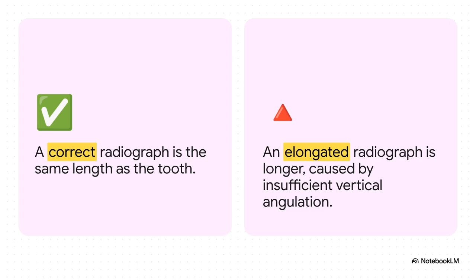And then there's the other side of the coin. If the angle is too flat, you get elongation. Now the tooth looks all stretched out, kind of like you're looking at it in a funhouse mirror. And again, a distorted image like this is pretty much useless for a diagnosis. So you can see, it all boils down to precision. Getting that angle just right is everything.